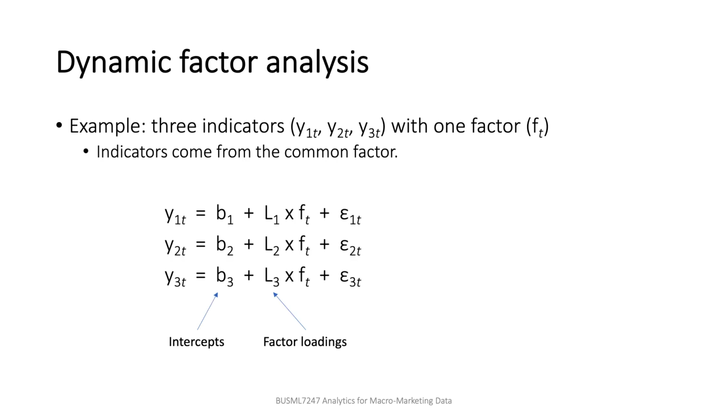Dynamic factor model is basically a system of equations that share one or several explanatory variables with each other. For example, suppose that there are three indicators, y1 through y3, with one common factor, f. Then, those indicators come from the common factor, so they may have different intercepts, b1, b2, and b3, and different errors, epsilon 1, epsilon 2, and epsilon 3. But each of them has an additive term of the common factor with the indicator-specific multiplier L1, L2, and L3. Those multipliers are called factor loadings.